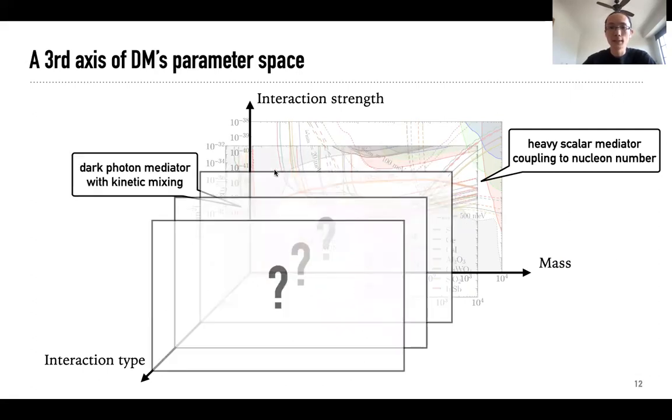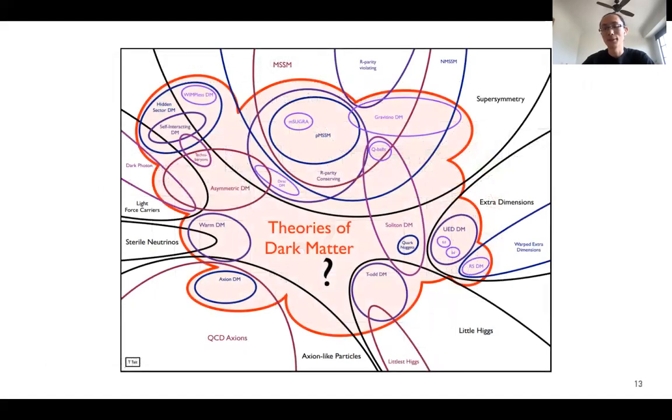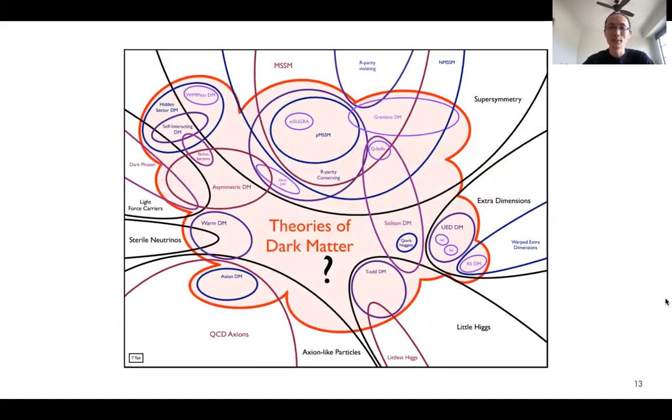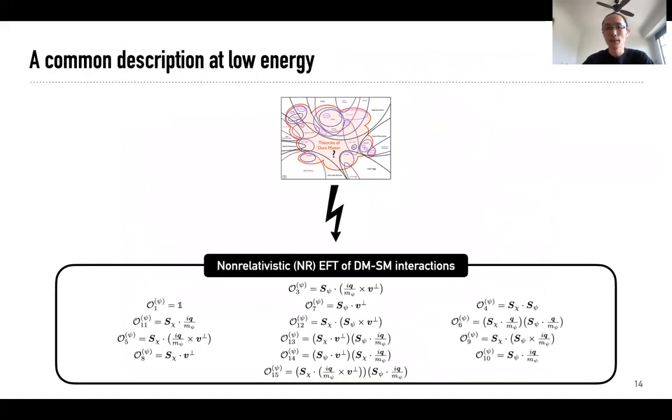But of course, we can have many other slices in this parameter space because we really have a lot of interesting dark matter models to look at. And in fact, it may quickly get out of control because when we think about theories of dark matter, this is the picture that we have in mind. So there's just too much to be studied on a one-by-one basis. So that's why we want to have a common description at low energy to simplify things.